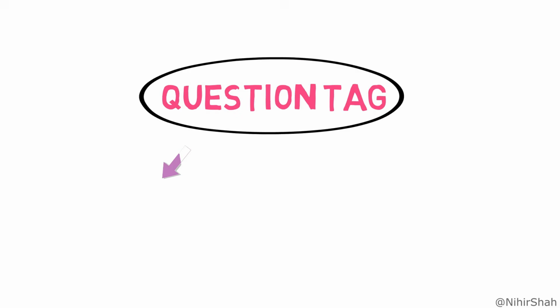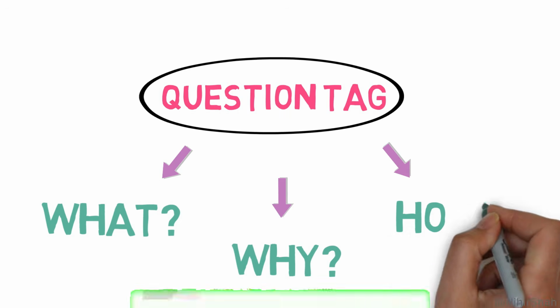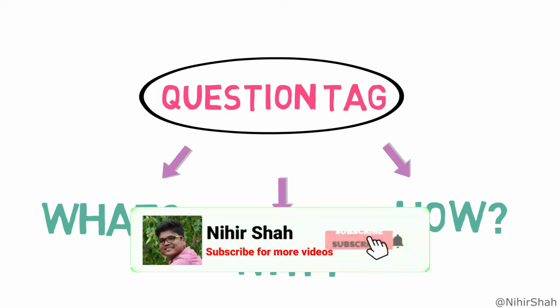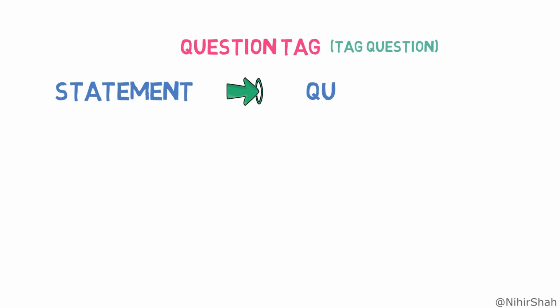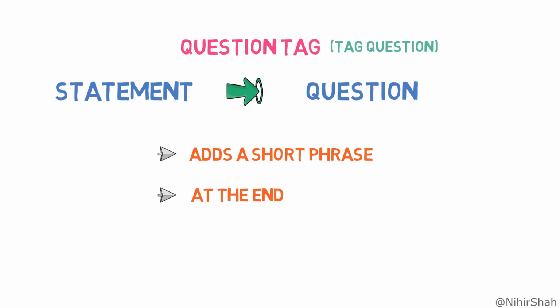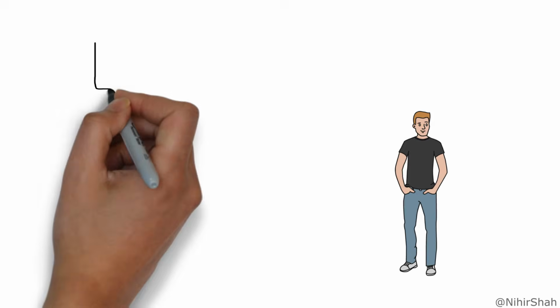We will understand what are question tags, why they are used, and how to form them with a 6-step formula. So without further ado, let's get started. What is a question tag? A question tag, also known as a tag question, is a grammatical structure used to convert a statement into a question. A question tag adds a short phrase at the end of the statement to get a response from the listener.